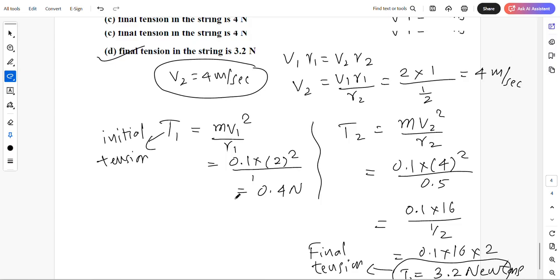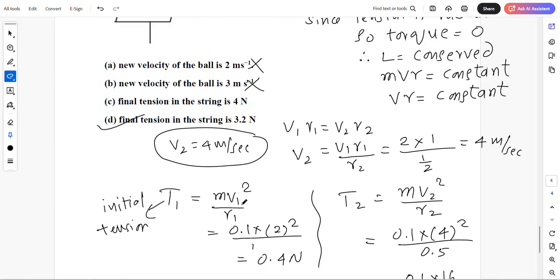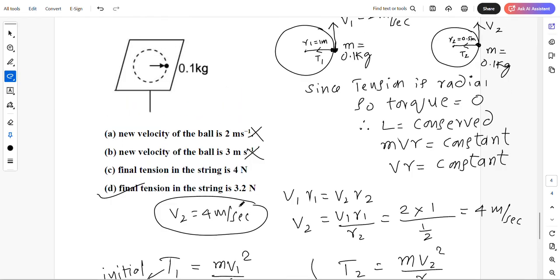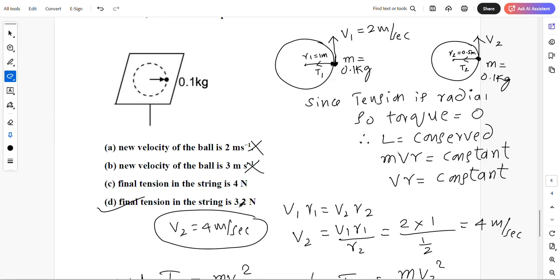Students, hope you understood these 4 problems. The first 2 problems are alike. The third and fourth problems are different. Kindly practice these kinds of problems so that you can understand the concept very clearly. Here we are just using the law of conservation of angular momentum. If torque is equal to 0, angular momentum is constant, it is conserved.